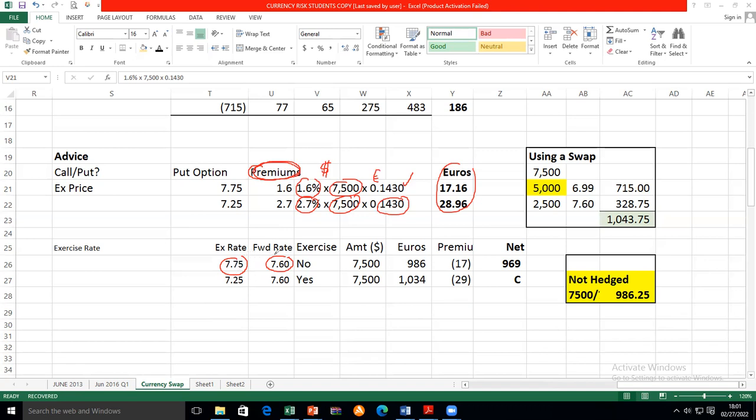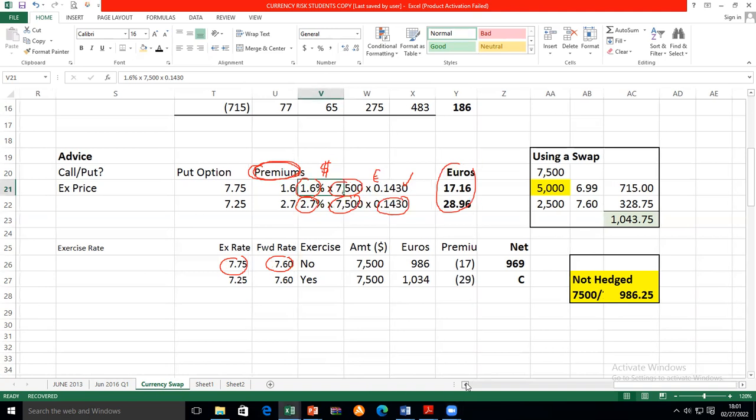The forward rate is here, 7.6, 7.6. You need to advise us, are you going to exercise or not? Are you going to exercise or not? Now, this is something that you haven't done, so we need to take you through this. You need to decide whether you're going to exercise or not. So let's go.